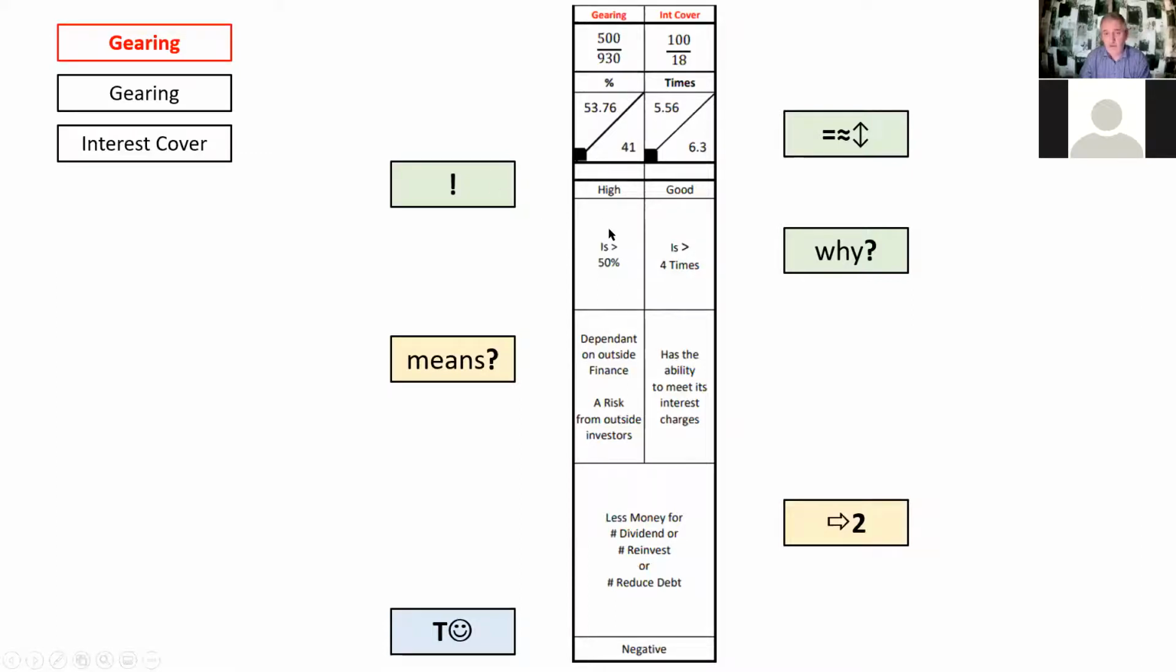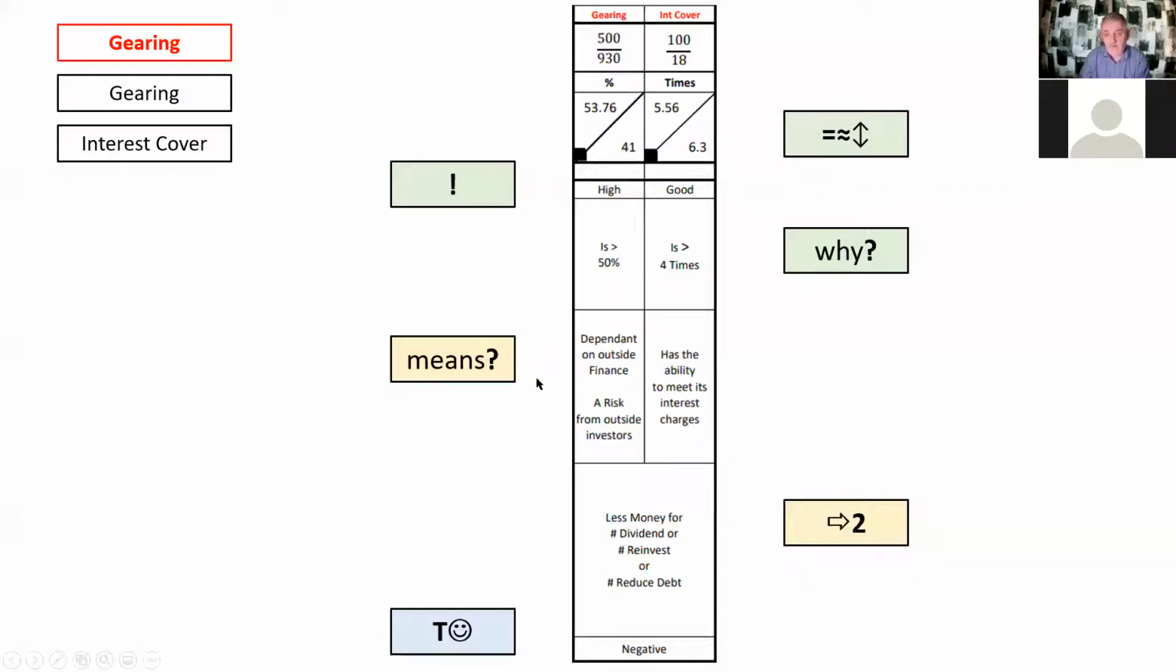Okay. Why is this firm highly geared? Because gearing is above 50%. Why is the interest cover in this firm still good? Because it is greater than 4 times. Okay. Now, these are not proper sentence answers. I accept the not proper sentence answers, but they're nailing the point that must be made.